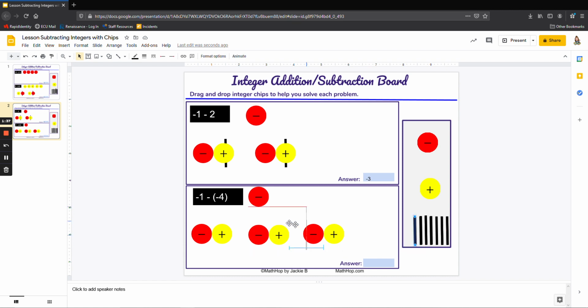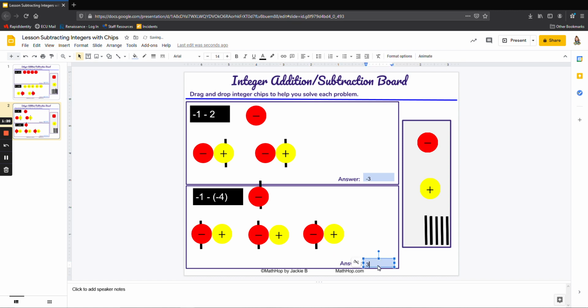So if I take away my 4 negatives, and I put lines through them, okay, that is going to give me 1, 2, 3 positives. That's what I'm left with. And so my answer is 3.